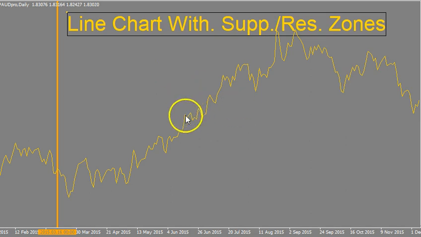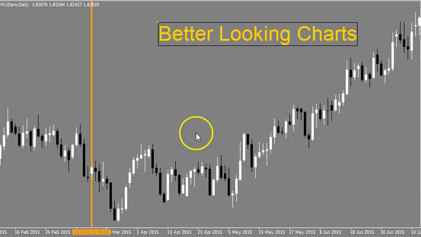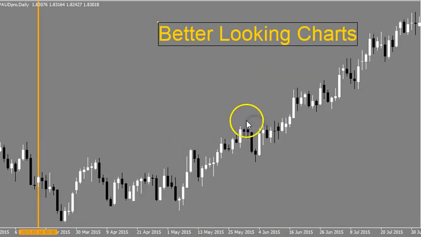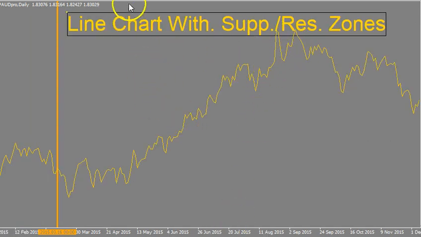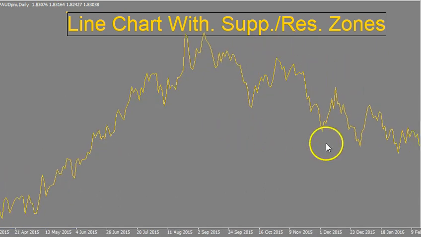Now, the reason we do this, okay, so here's a regular chart which you could use, showing you the white bullish candles, the black bearish candles. But when you switch to a line chart, there's the tool above your chart on the toolbar, allows you to change the candlesticks to a line chart. And what it does, it gets rid of all the noise.